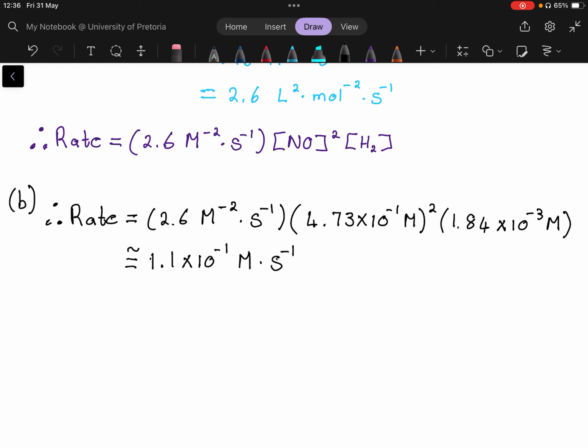Okay, I hope this made a bit of sense. The idea of reaction order, the idea of rate constants, and remember this is the idea of initial rates. How to determine a reaction rate and the rate law and the rate constant from a method of initial rates. And once you have the rate law, then you can determine the rate of a reaction given any set of reactant concentrations.